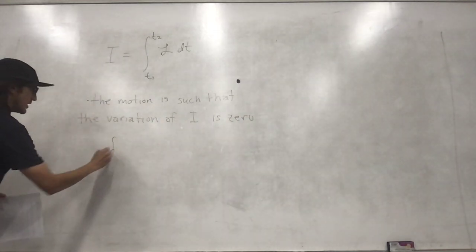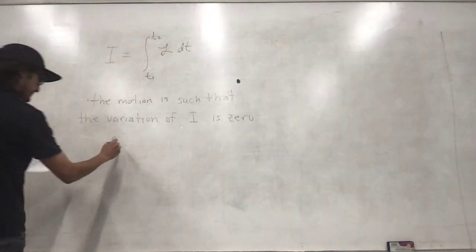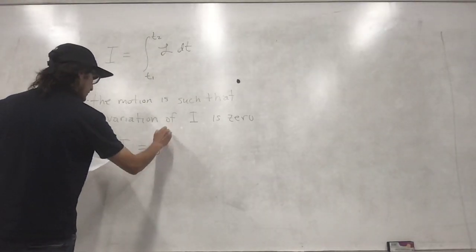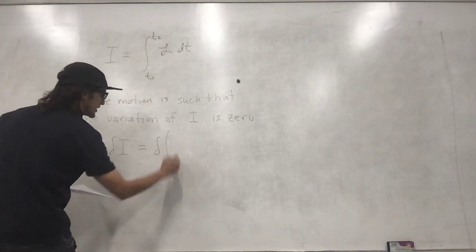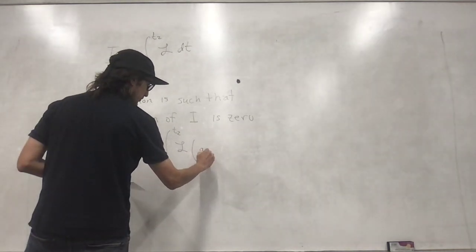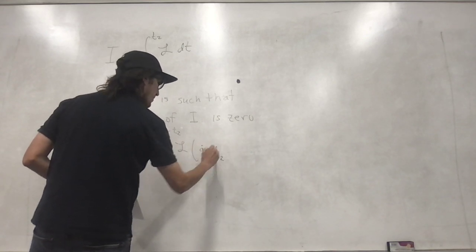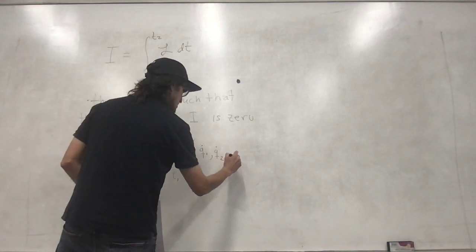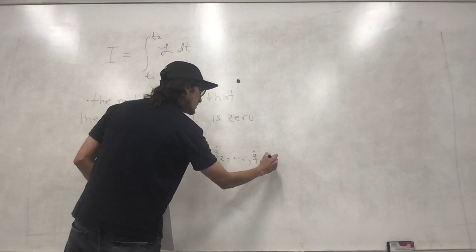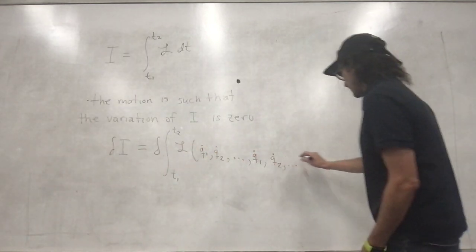And the variation we usually denote with a delta. So the variation of this action integral is going to be the variation of that integral, where the Lagrangian is going to be a function of the generalized coordinates, the time derivatives of the generalized coordinates, and the time.